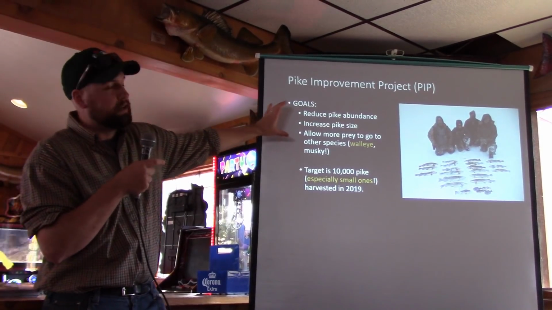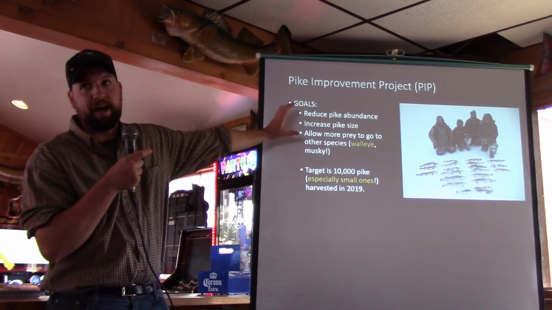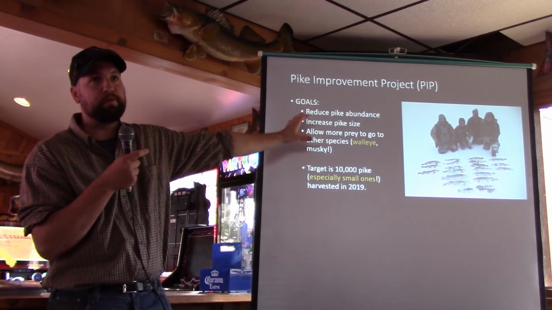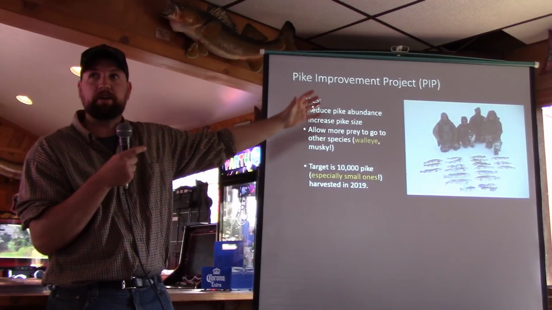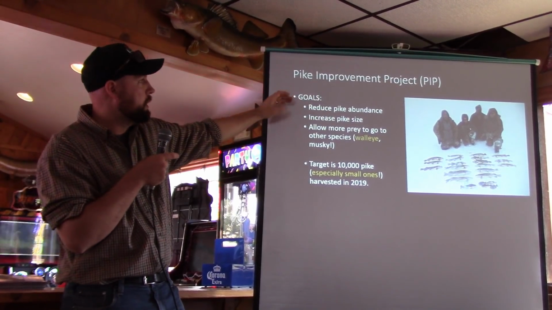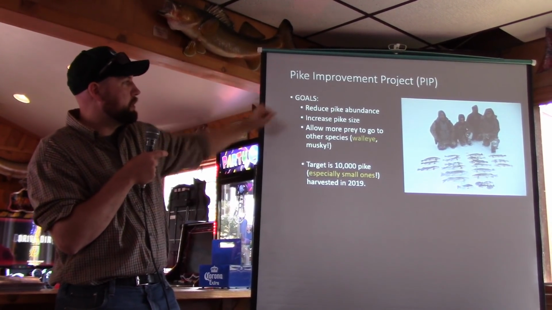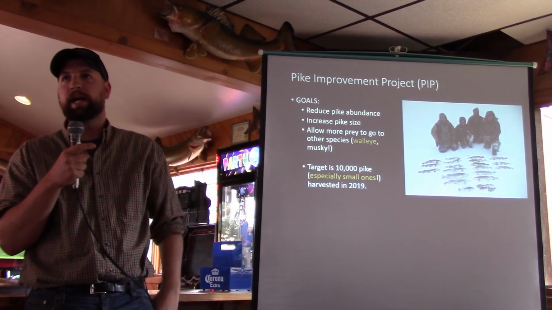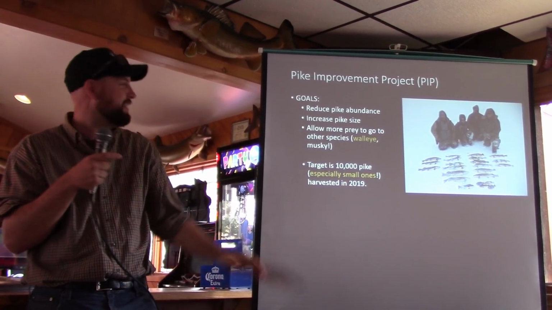So the goals of this, you'll notice eradicate pike is not on this list. That's not a goal. Pike aren't evil, they're not doing anything wrong, and a lot of people value them. So we're actually just trying to manage them more effectively for better quality. By reducing their abundance, we think we can increase their size and allow more prey to go to other species. Fairly straightforward. We got snakes, we don't want them anymore.